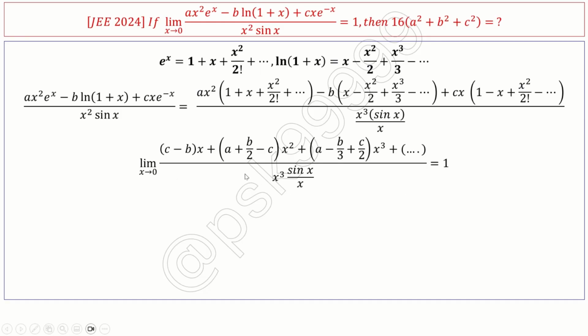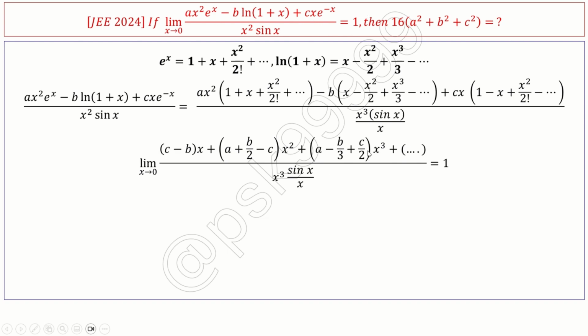If I apply the limit here, I am left with (c − b) by x², and (a + b/2 − c) by x, and (a − b/3 + c/2). So the first two also should become 0. Otherwise these two are indeterminate, because I have 1 by x² and 1 by x terms, and if I apply 0 they become indeterminate. So I have to equate c − b = 0 and a + b/2 − c = 0, and the remaining limit is defined as 1. So this is the value of the limit.